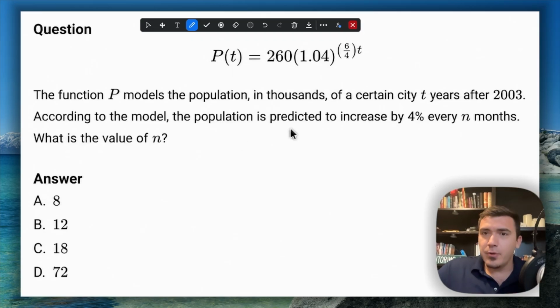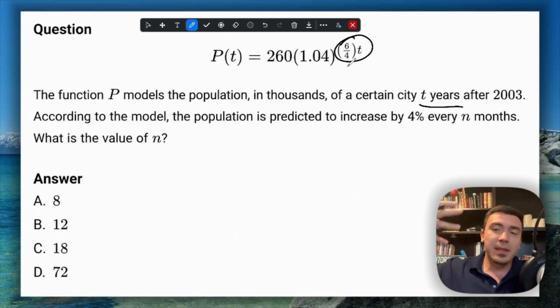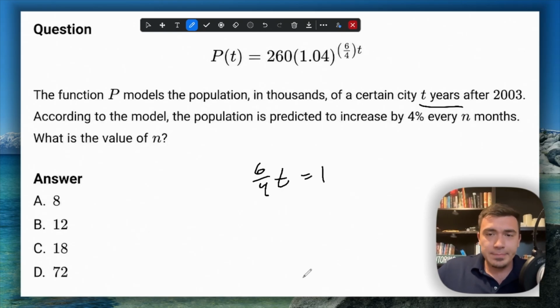I don't even have months in the problem. I just have years. But I do know that I'm directly working with the exponent since t, the amount of years, is in my exponent, and I'm looking for the amount of months. So they're clearly related. Well, from what I just covered, I know that the interval for x, or in this case t, is really just going to be whenever I get the exponent to equal 1. Whenever I get the exponent to equal 1, that's going to be an interval for t that's going to actually make it work. So what I'll do is I'll take 6 over 4 t and I'll set it equal to 1.